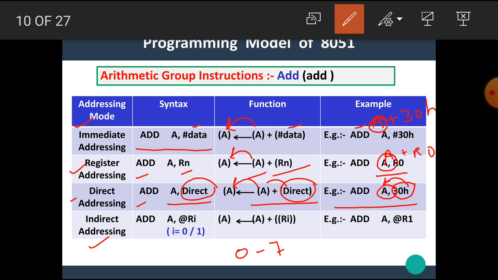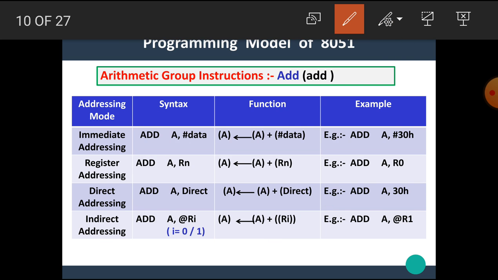The next addressing mode is indirect addressing. The syntax for indirect addressing is ADD A, @Ri. Here i is 0 or 1. That means we can use only the R0 or R1 registers for the indirect addressing mode.